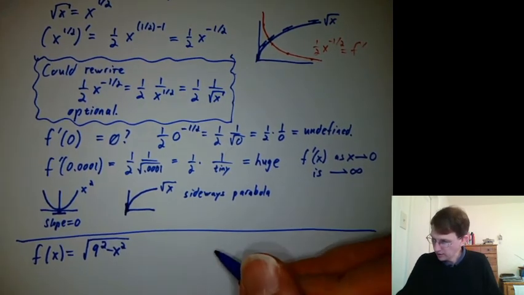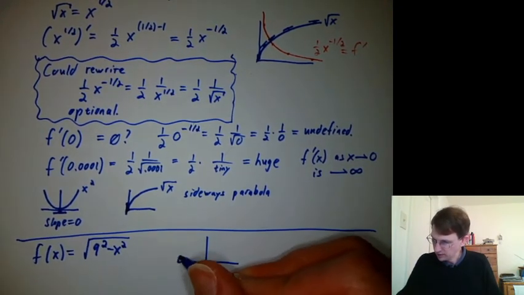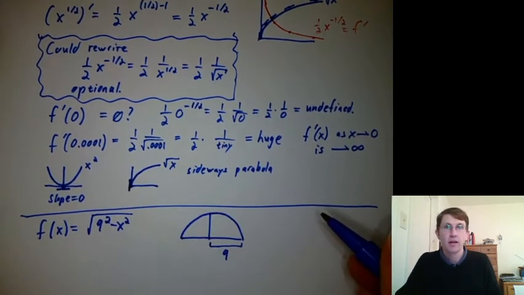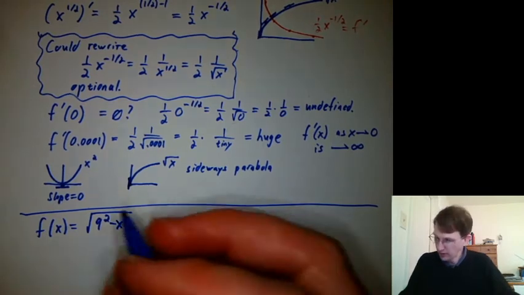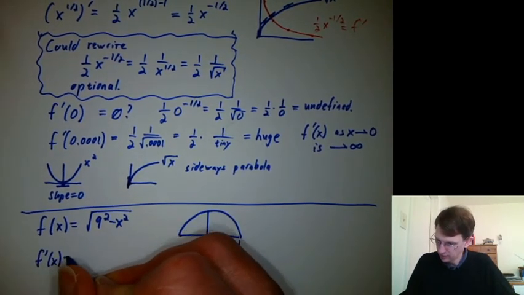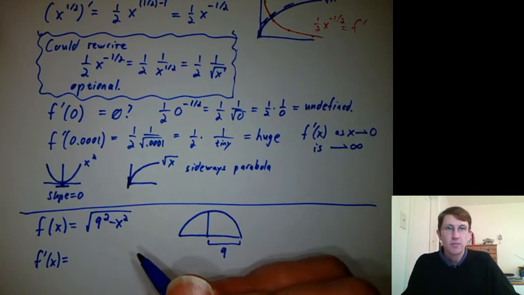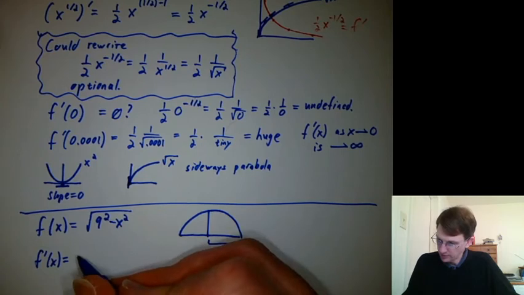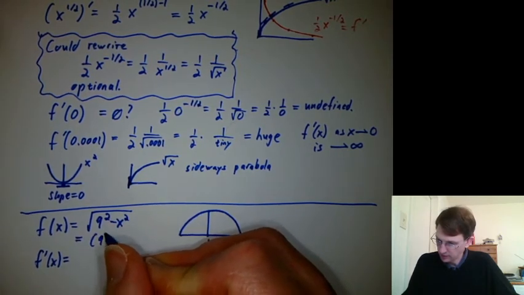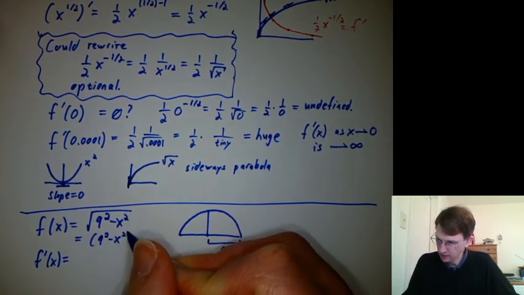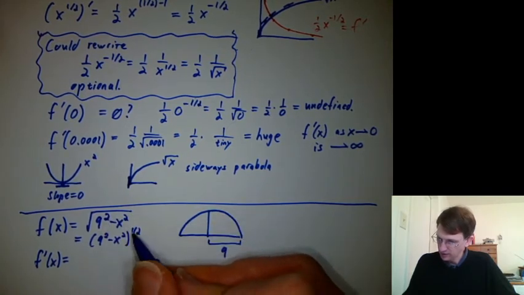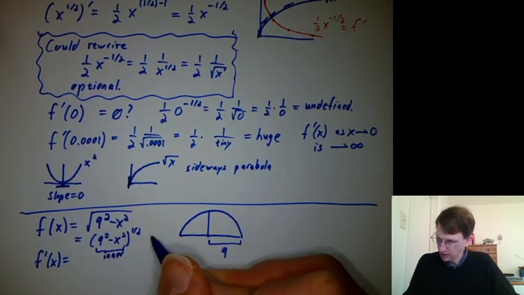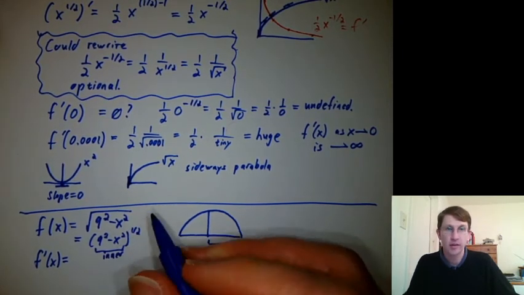It's not a bad idea to draw a quick picture of that. That is basically a semicircle with radius 9. So go ahead and take the derivative of that. What do you think? Well, I often find with square roots that it's nicer to express them as fractional powers. So I could think of this as 9 squared minus x squared to the 1/2. So then the derivative, well, I've got my inner stuff and my outer is stuff to the 1/2.